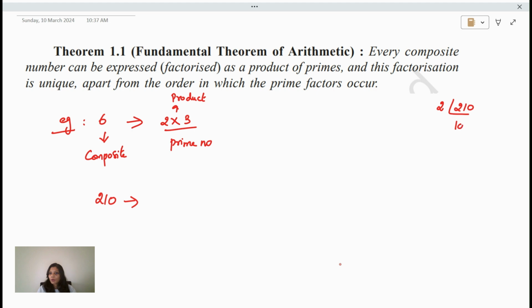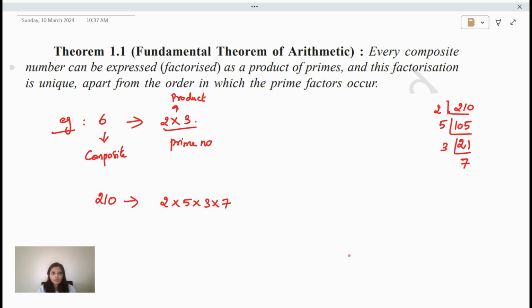So it gives 105, right? And again it can be divided by 5. So 5 times 2 is 10, 5 times 1 is 5. It can be divisible by 7 or 3, so 3 times 7, right? So 210 is expressed as 2 times 5 times 3 times 7, and I have to choose only prime numbers to divide it. So the first point is very clear.